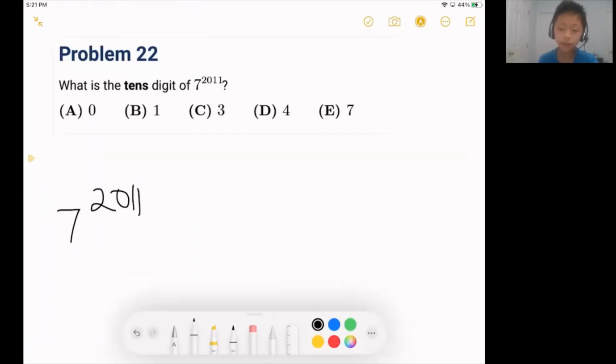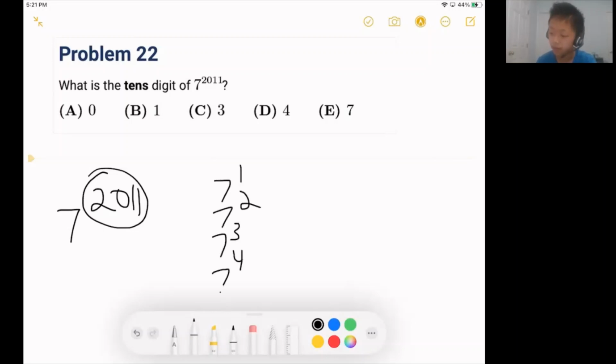But the idea is, for these kinds of questions, if you have a really large number here, like 2011, then usually a good idea is to try to notice a pattern. So let's first look at 7 to the 1, 7 to the 2, 7 to the 3, 7 to the 4, 7 to the 5. So 7 to the 1 is 7. 7 to the 2 is 49. Not very interesting so far.